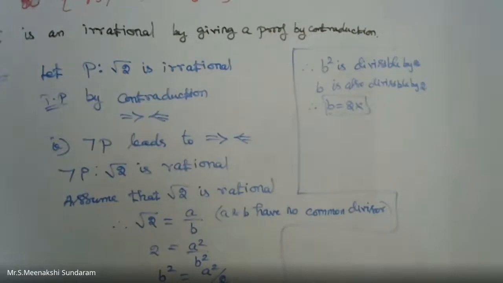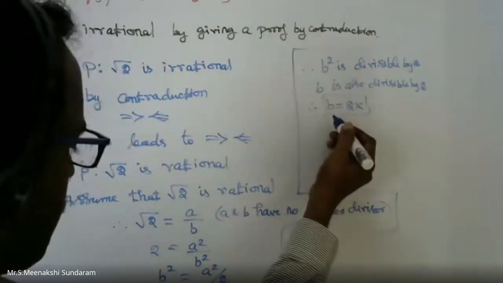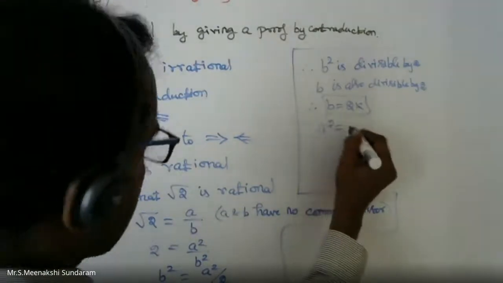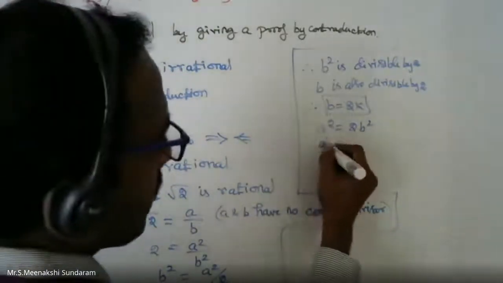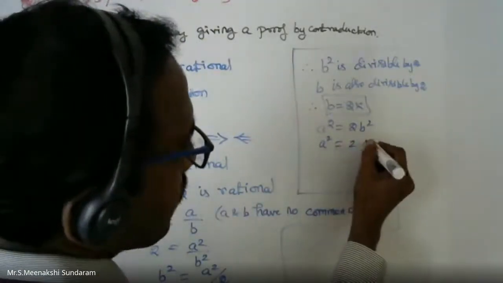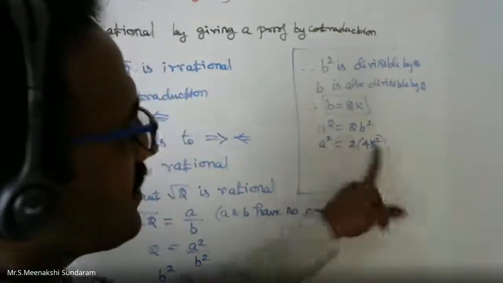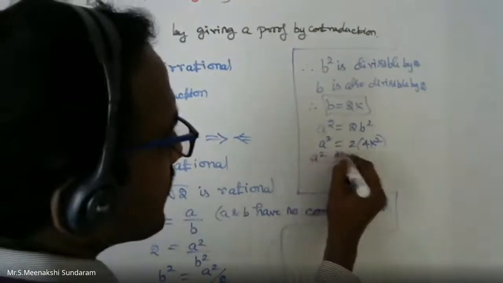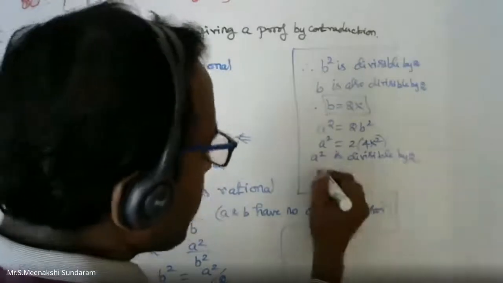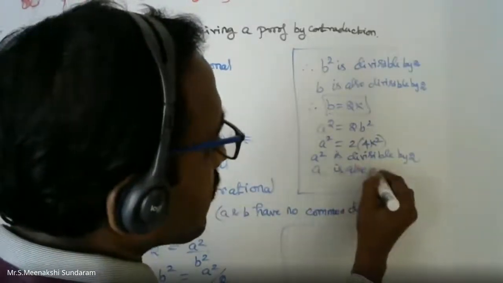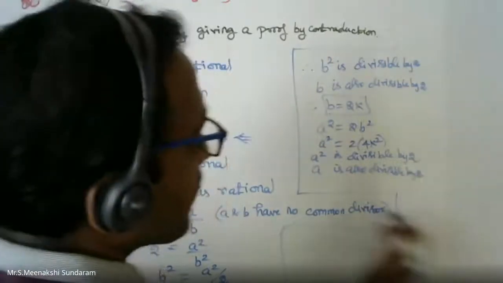Next, you can take it as a square is equal to 2 times b square. a square is equal to 2 times of 4k square. a square is a product of 2. Therefore, b square is divisible by 2, and b is also divisible by 2.